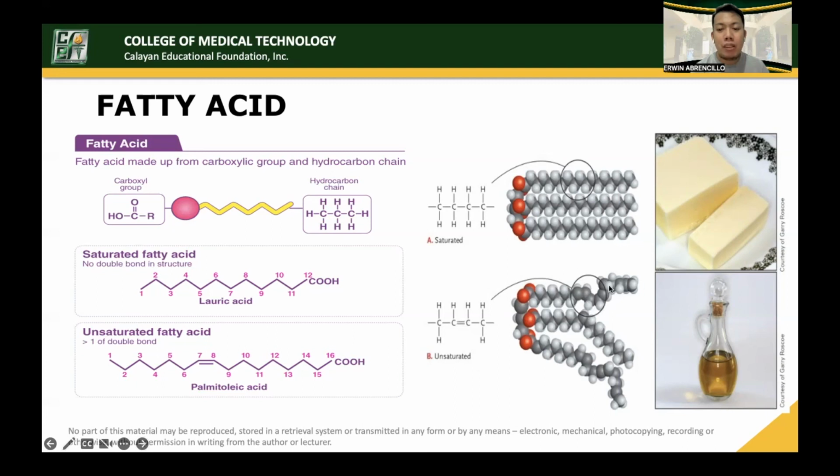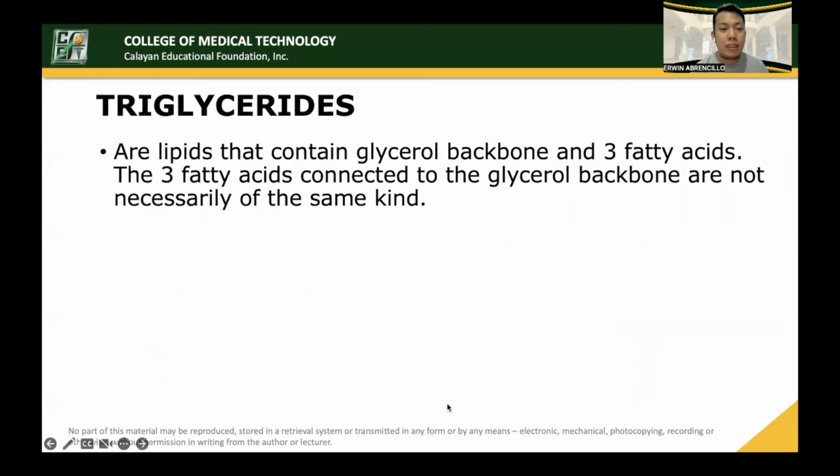So once they bend, and you put them all together in one place, they do not stick well together because the structure is not even and not uniform. Thus, it is liquid at room temperature. So it is healthy actually.